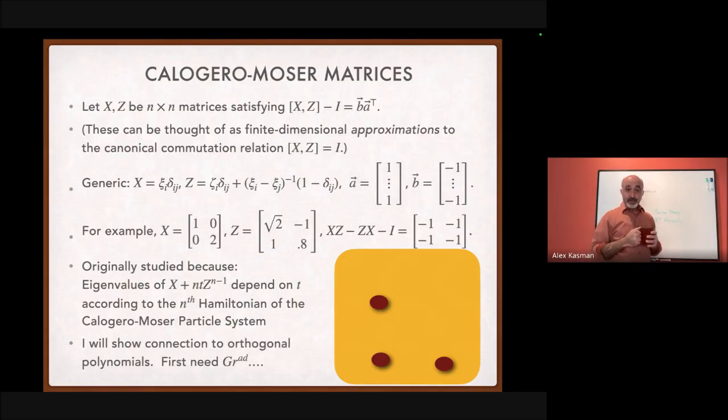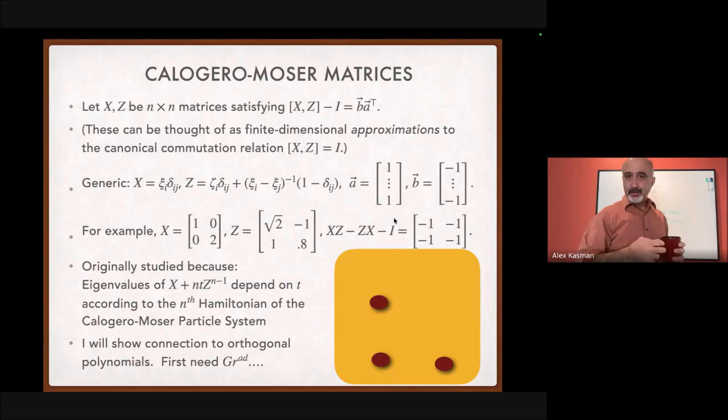And I'm going to show a connection to orthogonal polynomials, of course. But first, I need to introduce something called the adelic Grassmannian. I know people get scared of that name. I'll try to make it as simple as I can. And in fact, one of the reasons I'm introducing these Calogero-Moser matrices is I think that's the easiest way to understand what the adelic Grassmannian is.